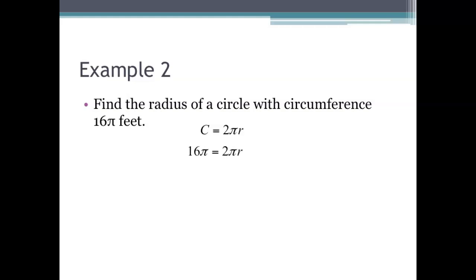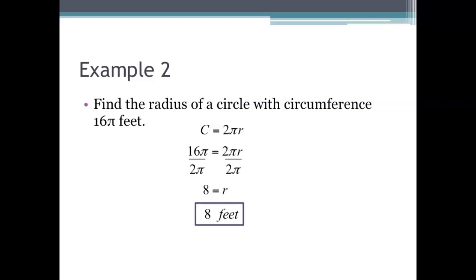So 16 pi equals 2 pi r. Now what we can do is divide both sides by 2 pi to get r by itself. That leaves us with 8. That means the radius must be 8 feet in order for the circumference to be 16 pi feet.